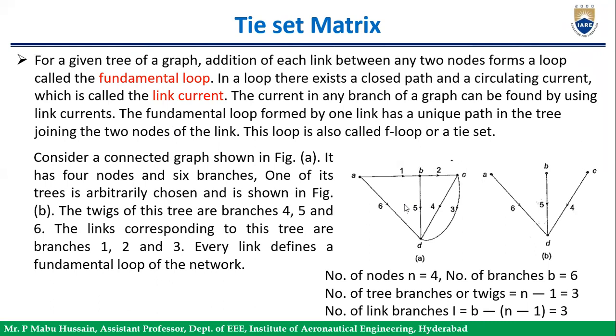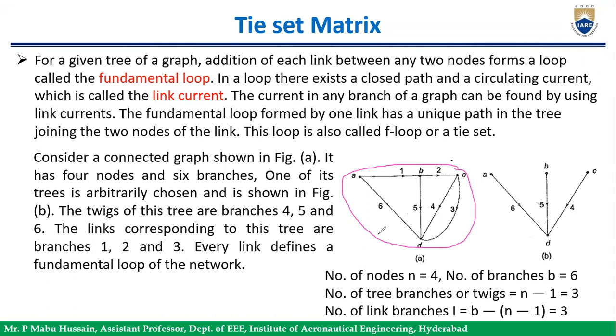Suppose you are given a network, in the sense of an electrical network. If you are given an electrical network, you can draw the graph. How can you draw the graph? All the passive elements will be replaced by line segments. Voltage sources will be short circuited and current sources will be open circuited. So from the electrical network, you will draw the graph. Let us take an example. So this is a graph of an electrical network.